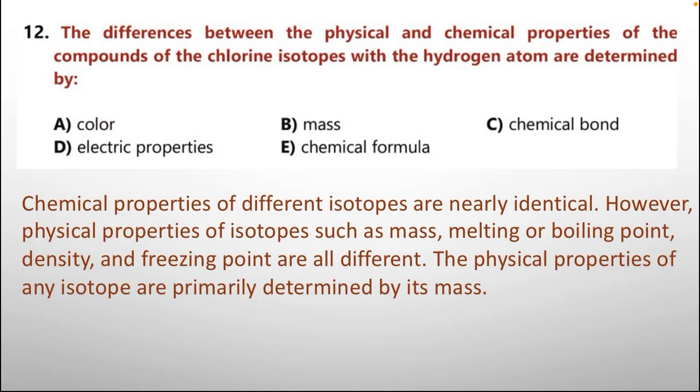Chemical properties of different isotopes are nearly identical. However, physical properties of isotopes such as mass, melting or boiling point, density and freezing points are all different. The physical properties of any isotope are primarily determined by its mass. So option number B, mass, is correct.